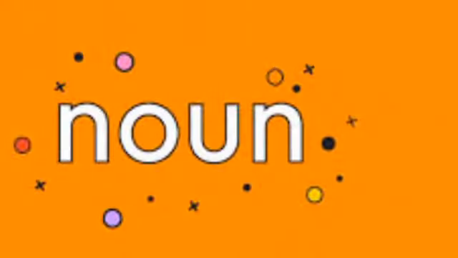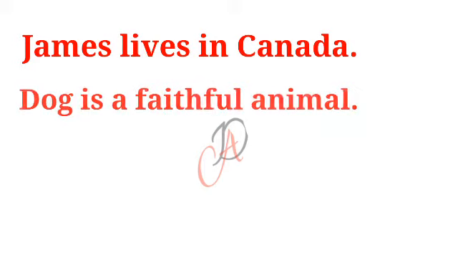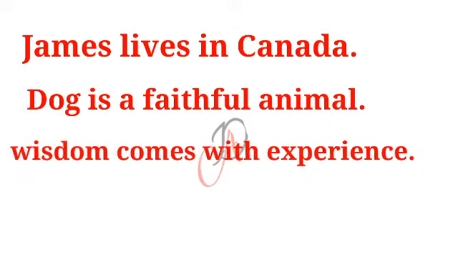Okay, the next part of speech is noun. A noun is a name given to a person, place, animal, thing, feeling, or an idea. So let's look at the examples. The first example, James lives in Canada. The second one is, a dog is a faithful animal. And the third example is, wisdom comes with experience.